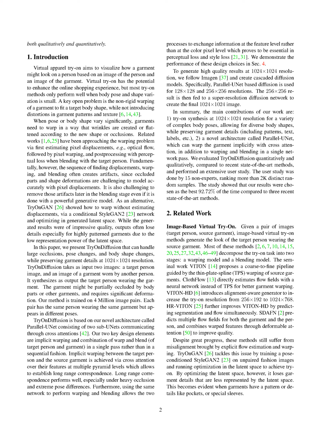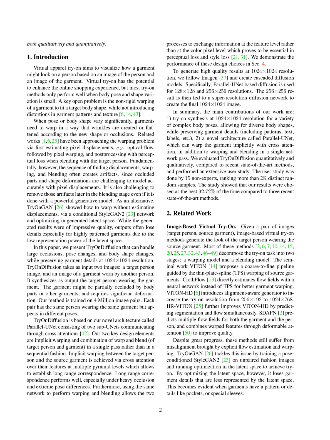To create high-quality results at a resolution of 1024 by 1024 pixels, we take inspiration from Imagen and construct cascaded diffusion models. Specifically, the Parallel-UNet-based diffusion is used for resolutions of 128 by 128 pixels and 256 by 256 pixels. The result at a resolution of 256 by 256 pixels is then fed into a super-resolution diffusion network to generate the final image at a resolution of 1024 by 1024 pixels.